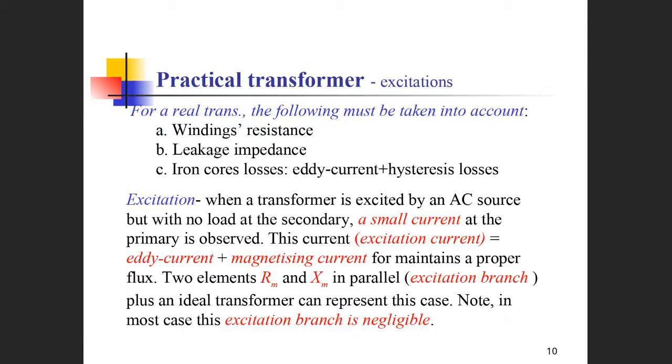Anyway, in practice, transformers, as we just showed you, have winding resistance and they have leakage reactance.